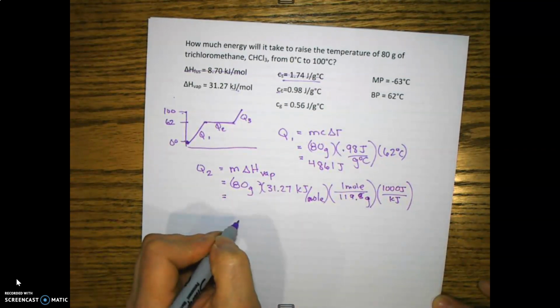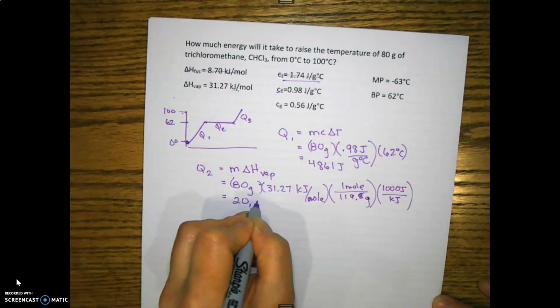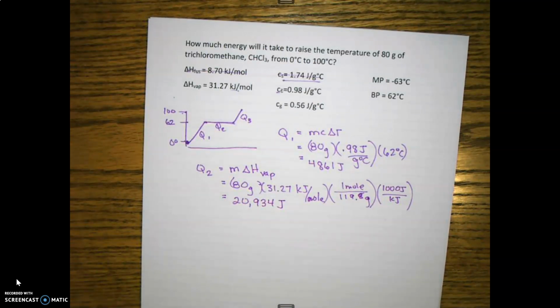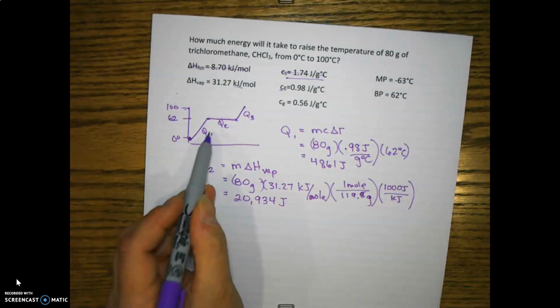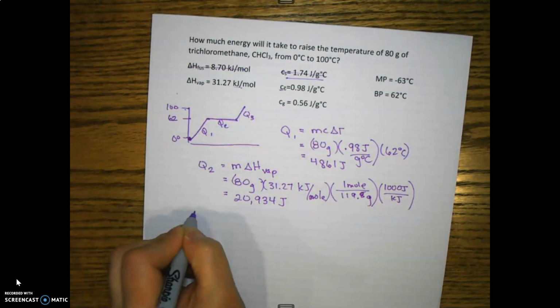So my Q2 comes out to 20,934 joules. A state change is usually always more energy than simply increasing the temperature of something, because breaking bonds is a lot more energy involved than just making a molecule move a little bit more. All right, so Q2, I'm at the end of that plateau. Now I've got to heat my gas.